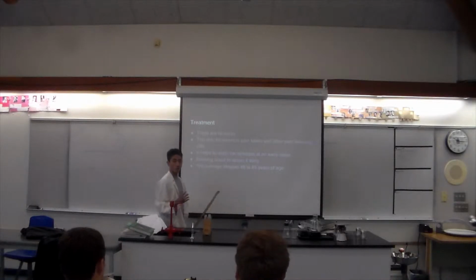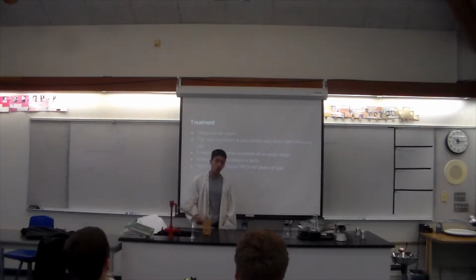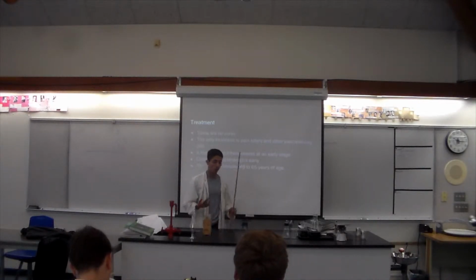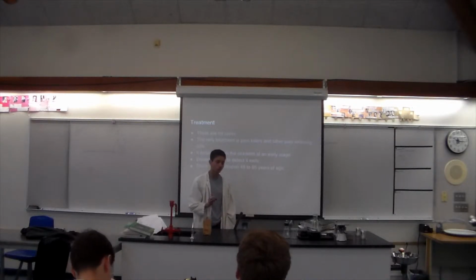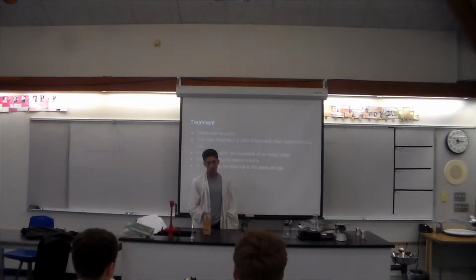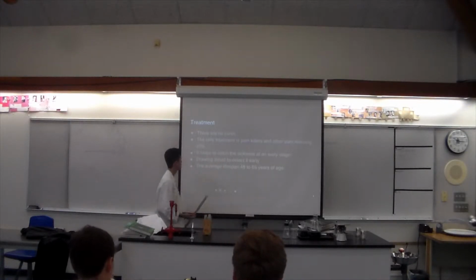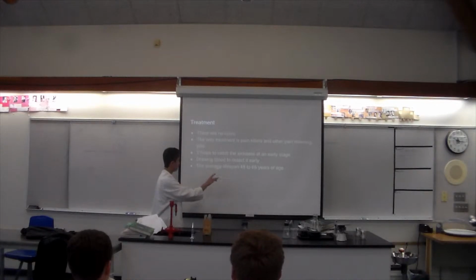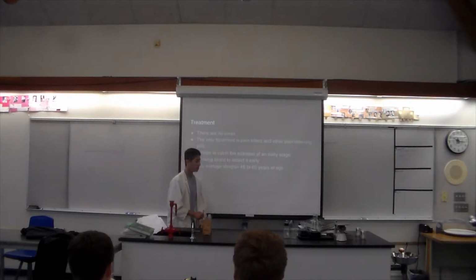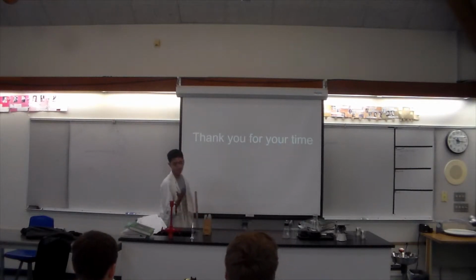Treatment. There actually are no cures that we know of for sickle cell anemia. We are working on it. There are only ways to treat it. Painkillers help, but there is no definite cure. Other things, it helps to catch the sickness at an early stage. Drawing blood to detect it earlier on also helps us. And the average lifespan is 48 to 65 years of age. Thank you for your time.